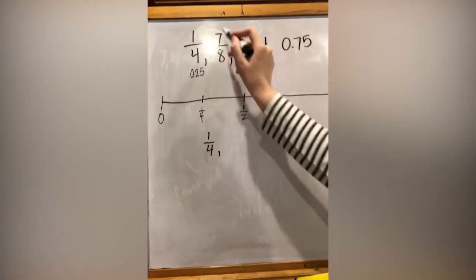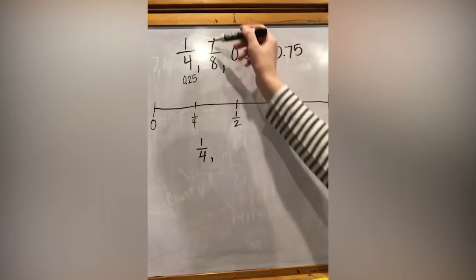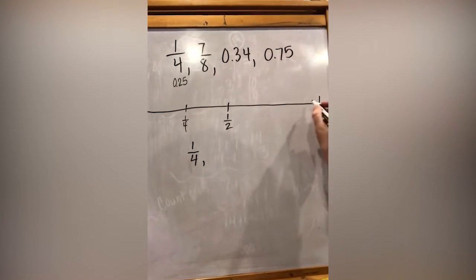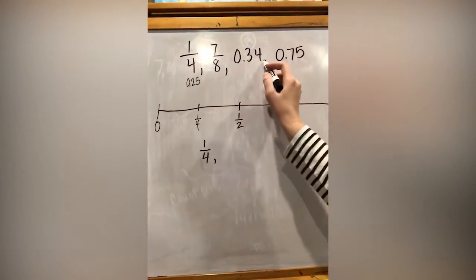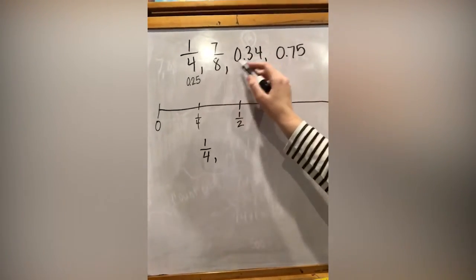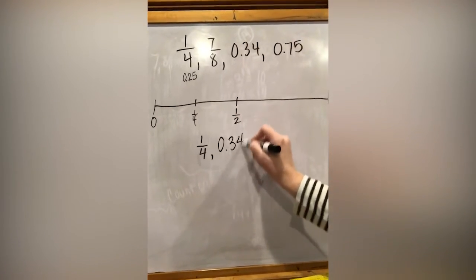I know that when I look at 7/8, that's going to be actually pretty close to 1, because it has 7 of the 8 pieces represented. So I'm thinking that's going to be over here somewhere. And I know that 34 hundredths is definitely not close to 1. So I'm going to think that 0 and 34 hundredths is going to be next in my order here.